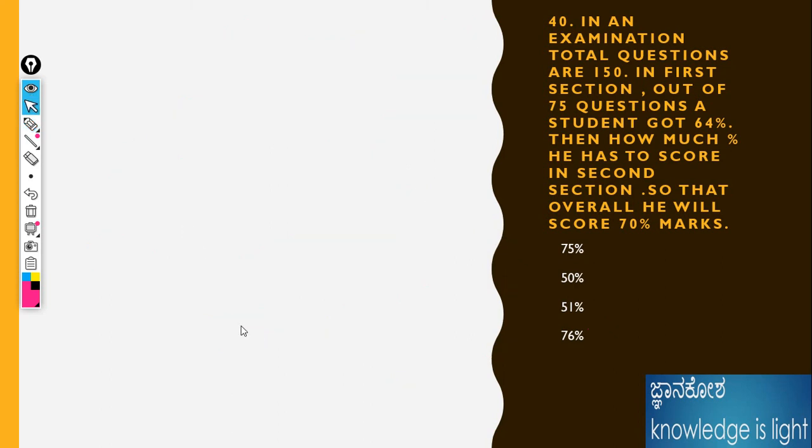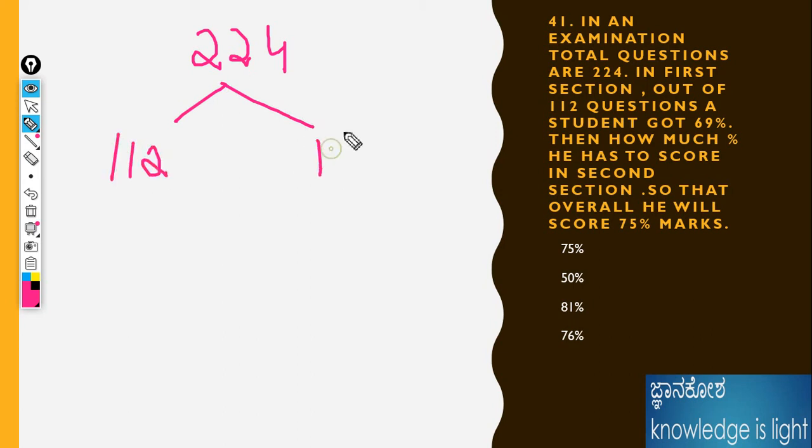Okay, I will take the same problem as it is the same kind of problem. The question is, in an examination the total marks is 224. Then the first section marks is 112. The remaining should be 112 only, definitely. Then the ratio becomes 1:1. This is the same kind of problem I'm discussing again. Then the first section got 69%. The overall they gave is 75%. We need to calculate this one.